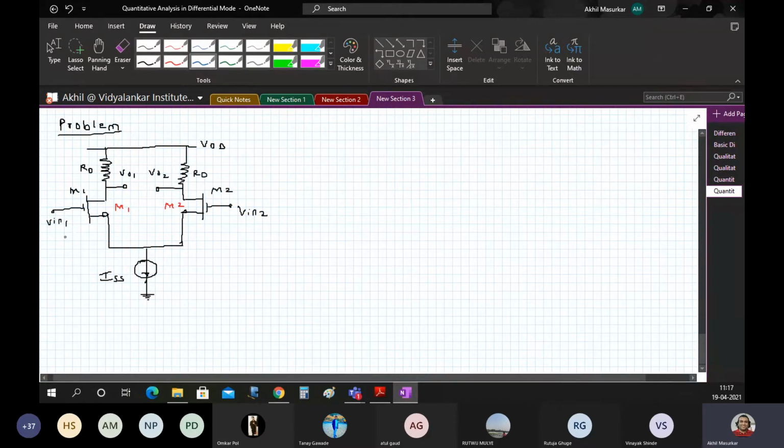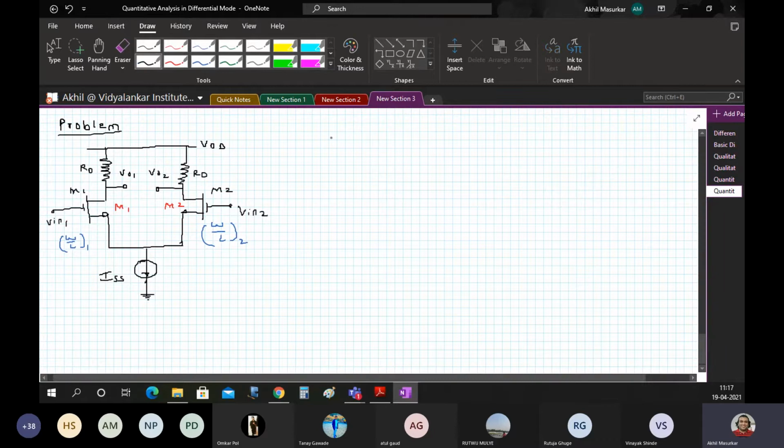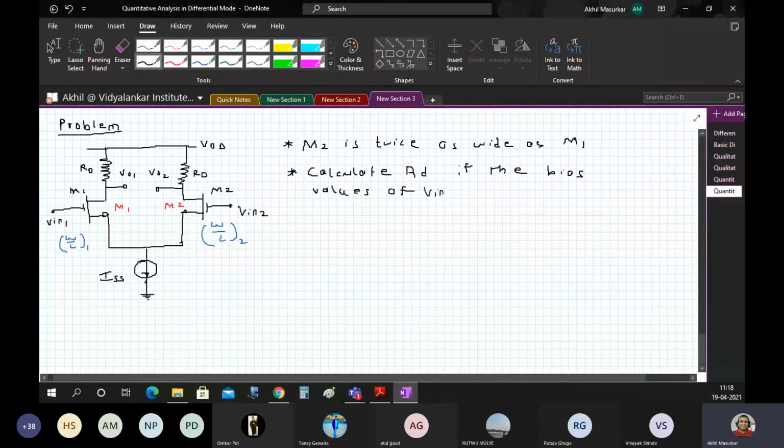So here the W by L of this transistor, let's keep it as W by L1 and this is W by L2. So what is given in the problem is that M2 is twice as wide as M1. So calculate AD if the bias values of V in 1 and V in 2 are equal.